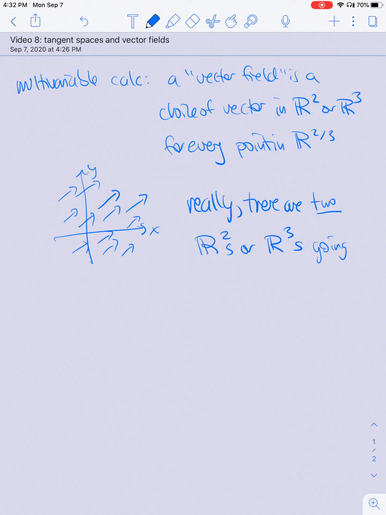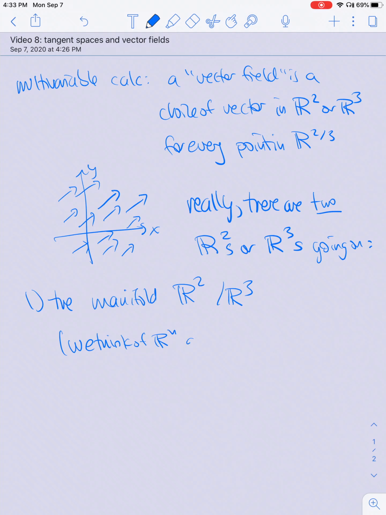going on. So the first is the manifold. The manifold R2 or R3. So in the manifold, we think of the manifold Rn. This is a bit of an aside. We think of Rn as being made up of points (x1 through xn), and we're going to use round brackets to denote points in Rn.